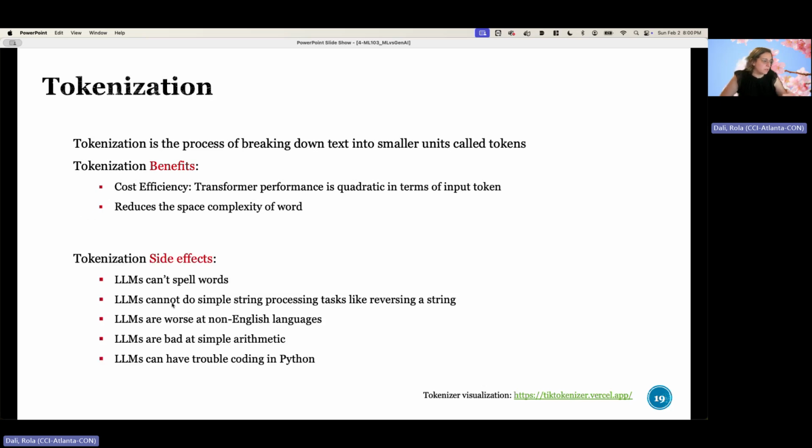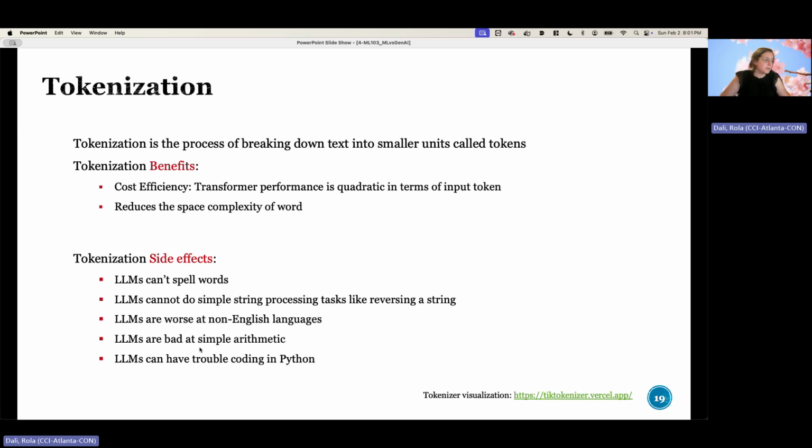The side effects, of course, is that it creates a lot of weird behavior in the model. So LLMs cannot spell words because they don't see letters like we do. They see tokens, and so it doesn't understand the letter layer. They cannot do simple string processing, again, because they don't see letters, they see tokens. They are worse at non-English languages because it's not the same. The tokenization is optimized on the English language, and so other languages might not work as well.